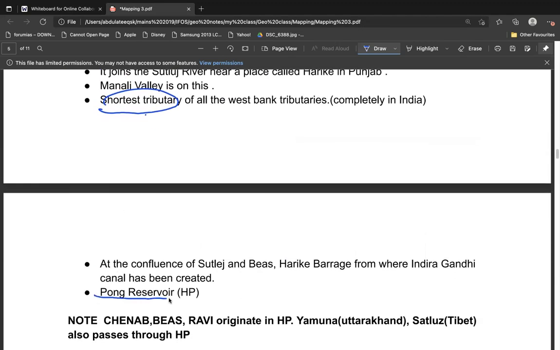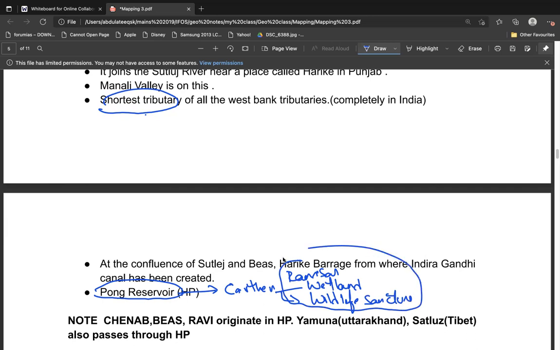And also the Pong Reservoir, the Pong Dam, this is a man-made earthen dam. Okay, it is in the news because it is also a Ramsar recognized wetland, and it is also a wildlife sanctuary. So because of this reason, it is in the news. The Himachal Pradesh government has considered 1 kilometer around this dam as an eco-sensitive zone. That means the projects, the human infrastructure is restricted around this eco-sensitive zone. So that's why it is in the news.